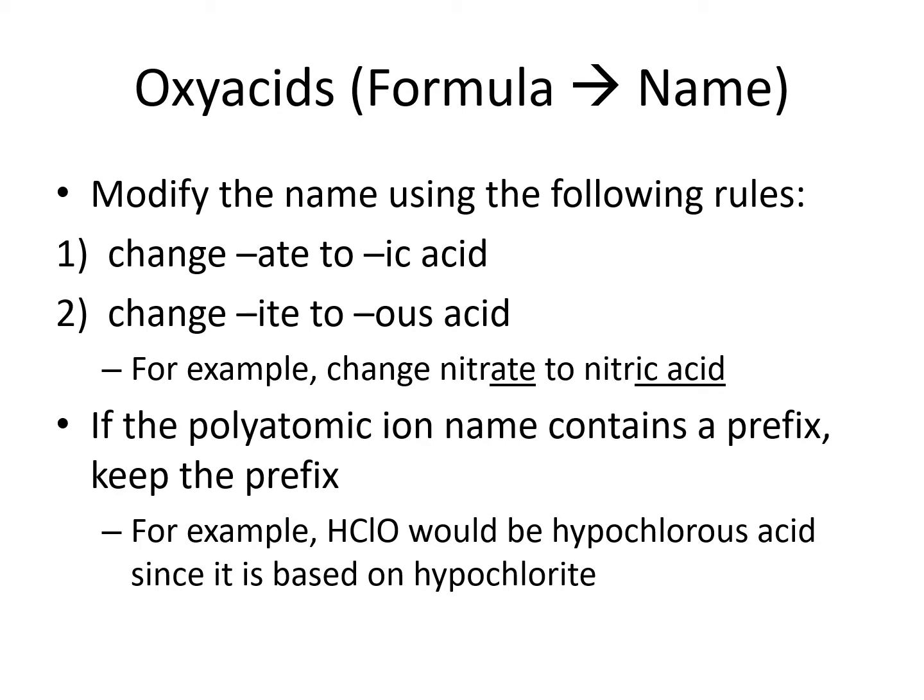If the oxyanion contains a prefix, keep the prefix. For example, the acid based on hypochlorite would be hypochlorous acid. Do not confuse hypo and hydro. Hypo is a prefix indicating a smaller number of oxygens and is used in oxyanions and oxyacids. Hydro is only used in simple binary acids which do not contain oxygen.